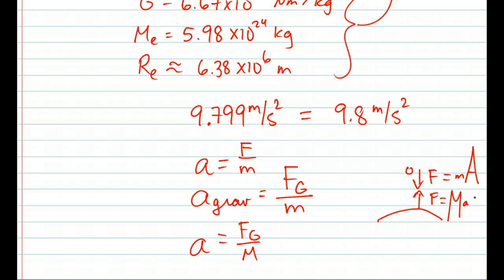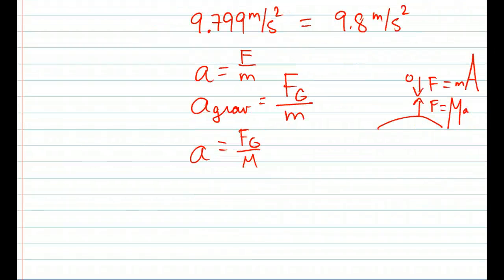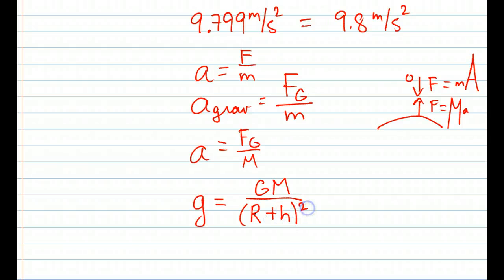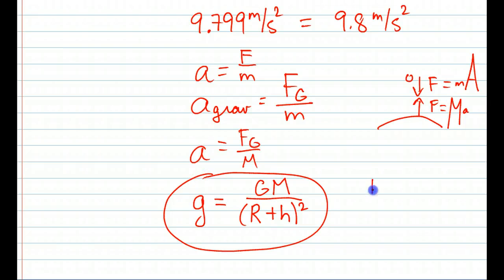Okay, so in general, if you want to find the acceleration due to gravity, okay, this is g, and this can be done at the surface of any planet. It can be done in orbit, but you take the gravitational constant, you take the mass of the planet, and you divide by the radius of the planet plus the height squared. So if we're talking about something at the surface of a planet, h is equal to 0 at the surface.